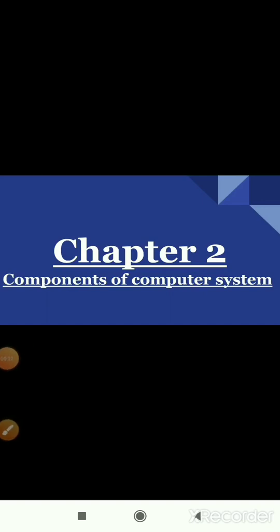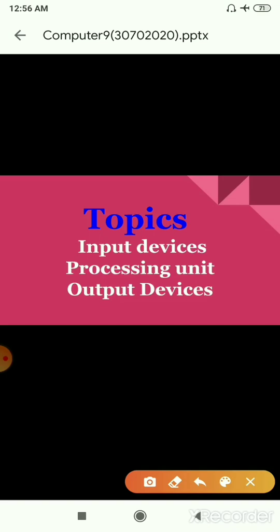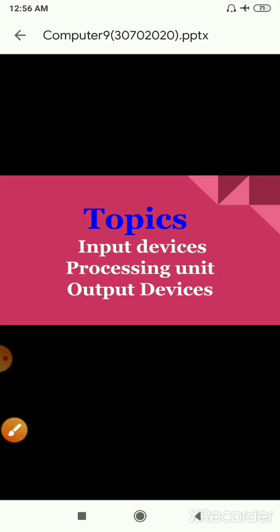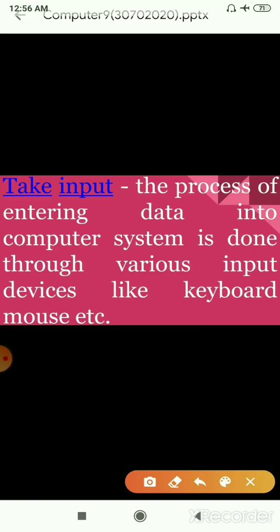So let's start today's class with chapter number 2, Components of Computer System. In this chapter, we will discuss these topics: input devices, processing unit, and output devices. First, start with taking input.